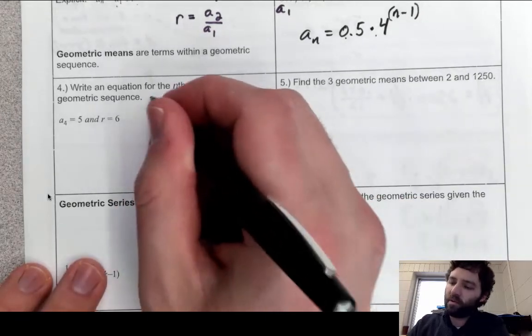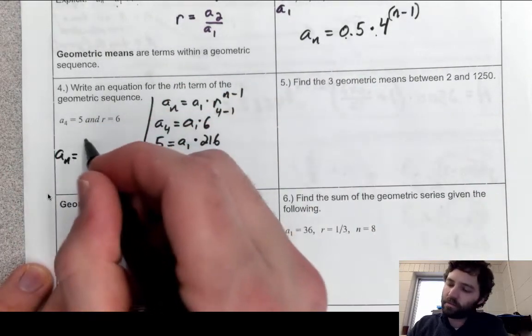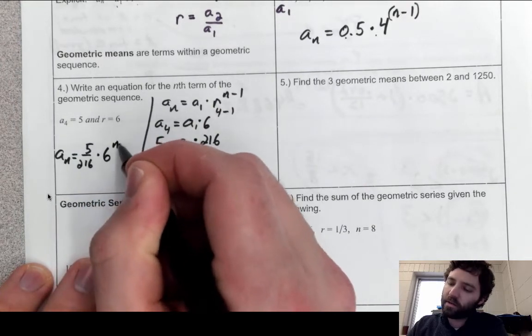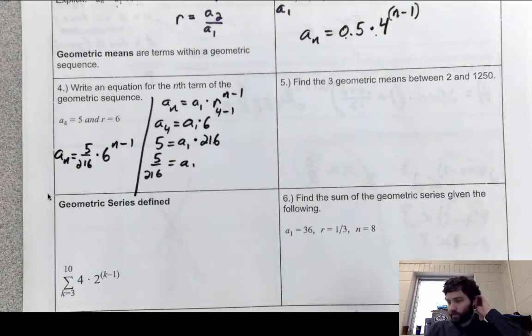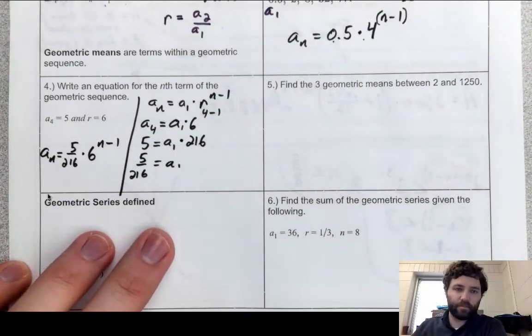Now I can write my rule. It is just this: a sub n is equal to 5 over 216 times 6 to the n minus 1. Probably fractions are going to be better than decimals here anyway. Okay, so let's move on to the next example.